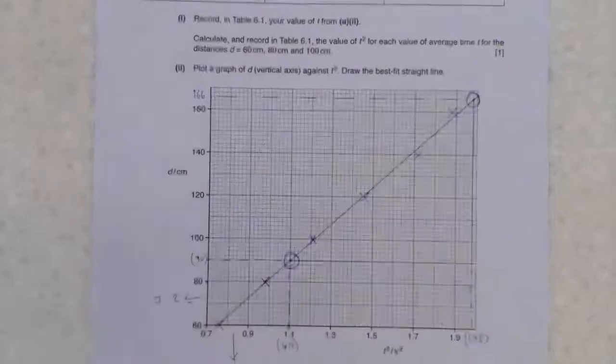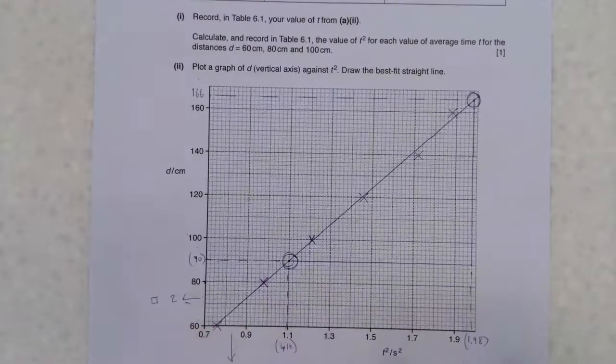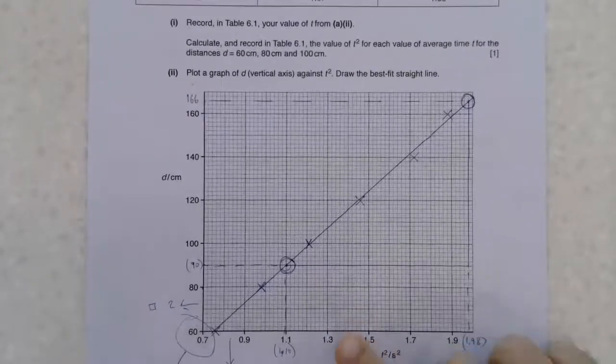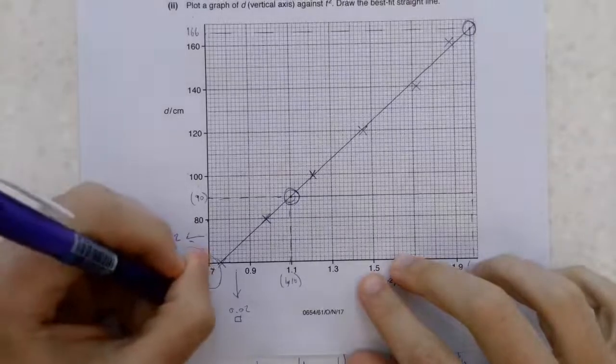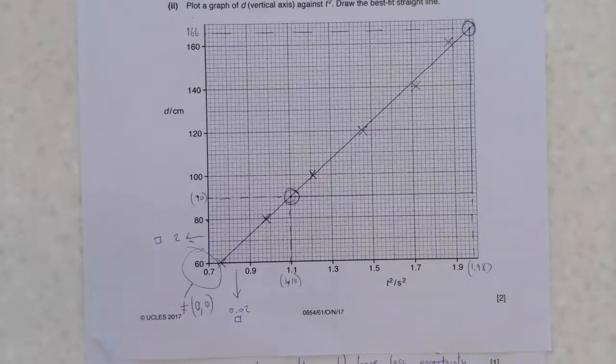Before we move on from this, one small point, notice I have not forced my line through the origin. Okay, it doesn't need to go to the origin because this is not the origin, right? This is not 0, 0. All right, we don't need it to always go through the origin. Don't force it.